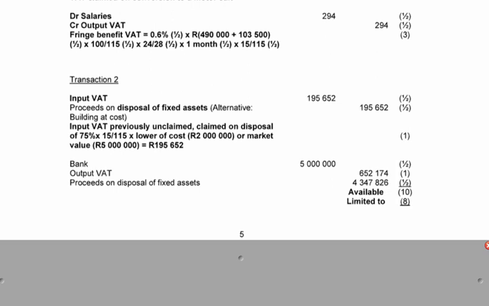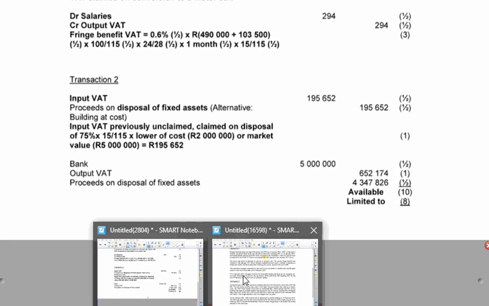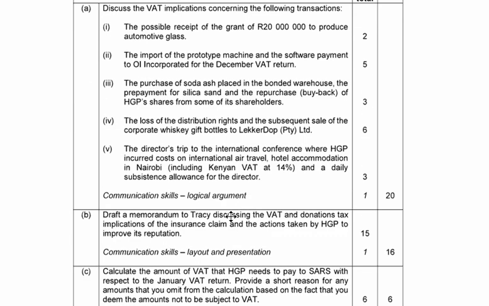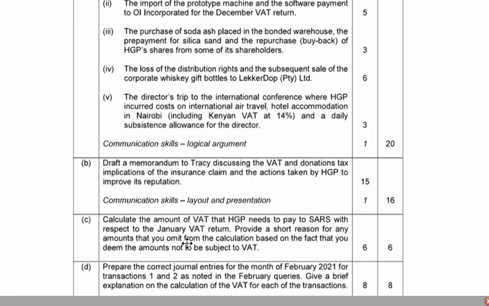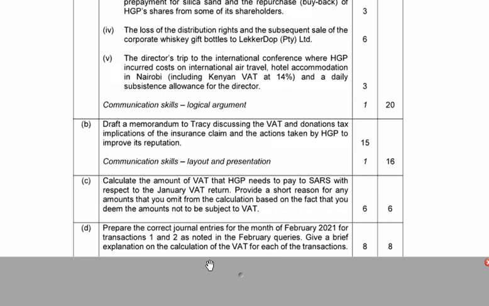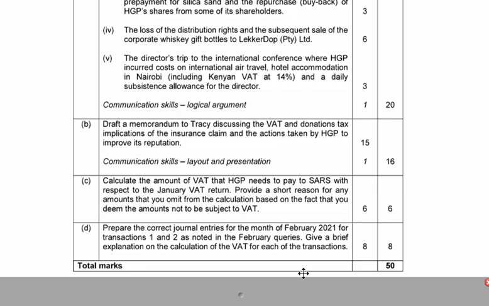Okay, so this is a very, very good question for you to do. The reason why it's a really good one is I've tried to show you all of the things. Part A dealt with specific VAT discussions where you knew the number of marks. Number 2, discussions, but you didn't know the number of marks. 3, a VAT calculation, a VAT return, which you can get asked. And the 4th one is journal entries. So these are the 4 ways that VAT can be asked. This was a 50 mark question.